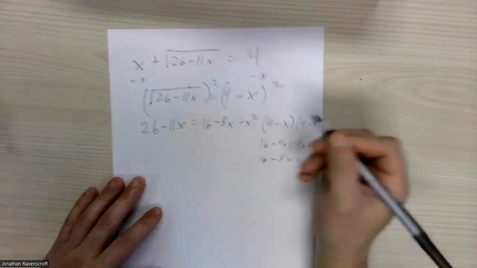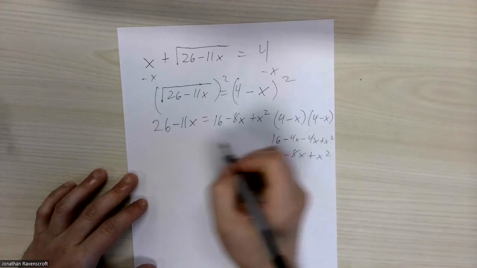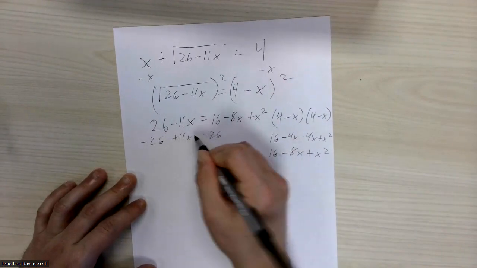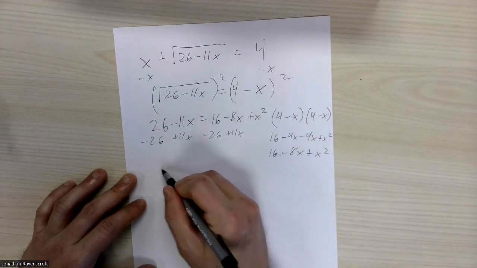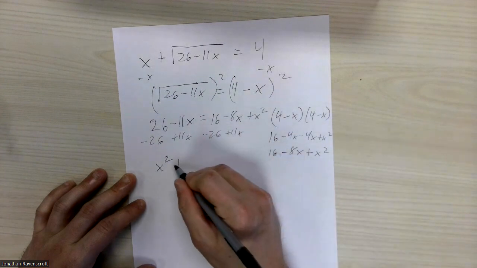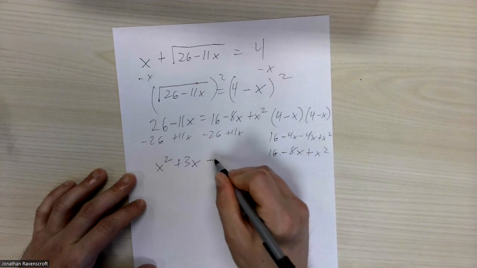Now, what we get is not as easy as the previous problem, but we'll use the same process. Let's get everything on one side. Minus 26, plus 11x, plus 11x. What do we get? x squared plus 3x minus 10.